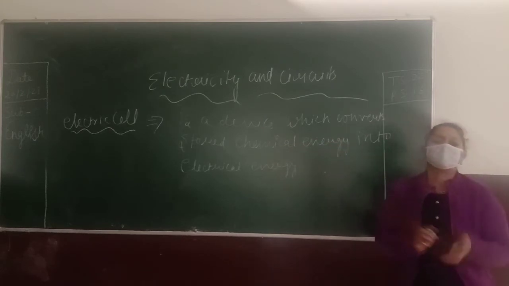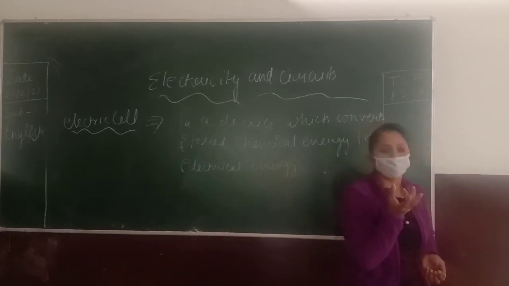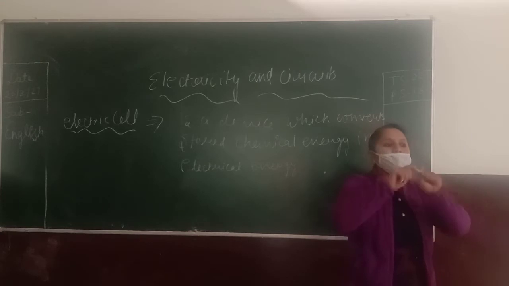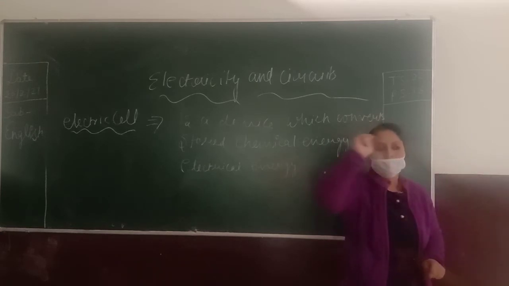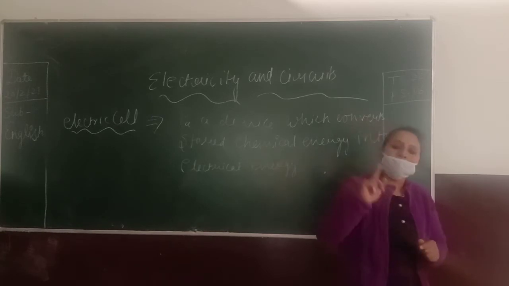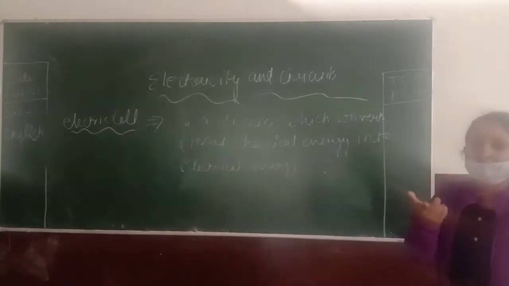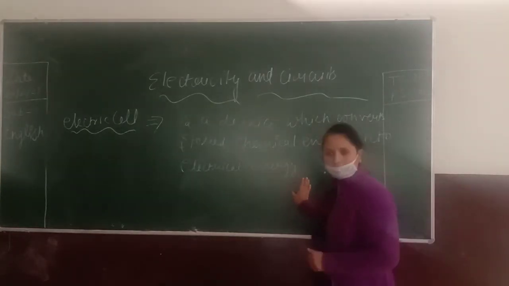The energy in your cell is in stored form, in the form of chemical energy. When that cell is connected to a circuit, that same chemical energy is converted into electrical energy. Okay, that chemical energy is converted into electrical energy. Got it?